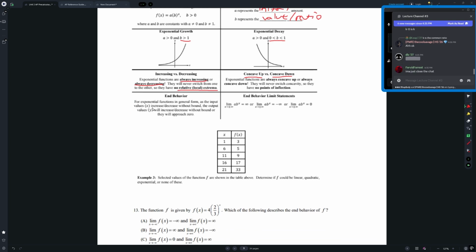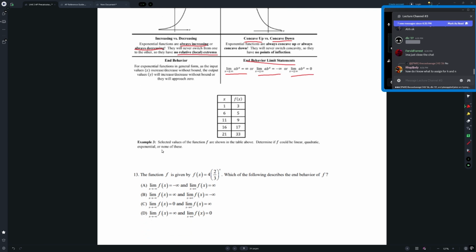End behavior: as the input values increase or decrease without bound, the output values will increase or decrease without bound, or they will approach 0. And the end behavior limits are, as x goes positive and negative, they approach infinity, or they approach negative infinity, or they approach our horizontal asymptote.